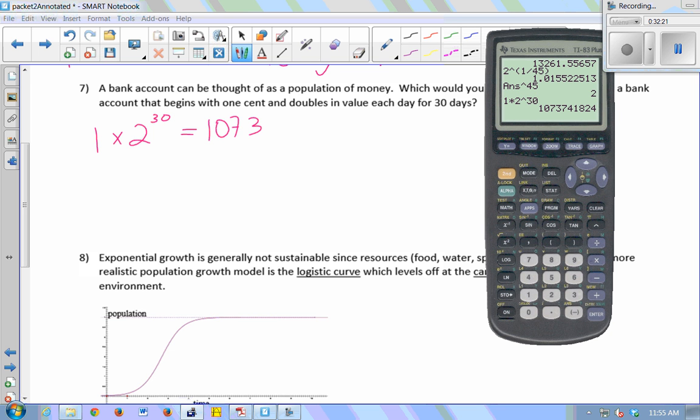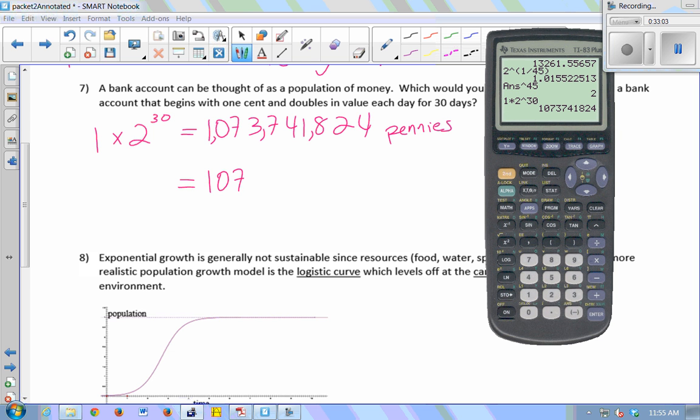1,073,741,824. So that's hundreds, thousands, millions, 1,073,741,824 what? Pennies, right? Cents. Because I started with 1 penny, double it 30 times, so this is how many pennies I have. How do you figure out how many dollars that is? Divide by 100, because there are 100 pennies for every dollar. So divide by 100, which is just moving the decimal 2 to the left.